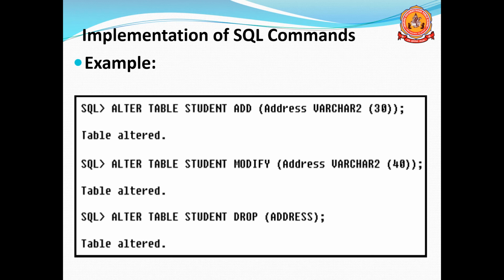Next, if you want to delete a particular column, address: ALTER TABLE student, we are altering the table, and we are dropping the address column. So that is the command given. This is the example for the alter command.